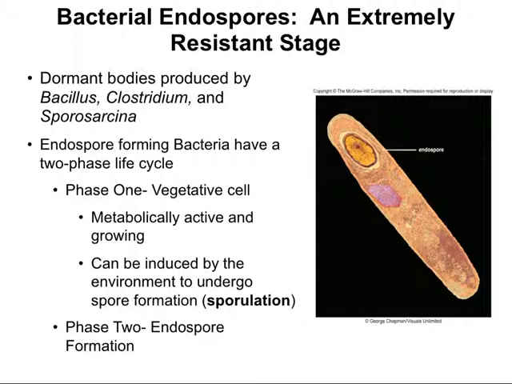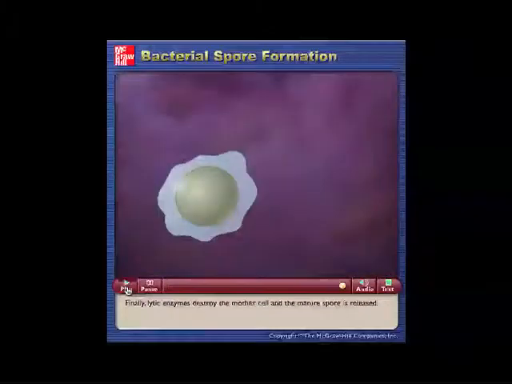The endospore-forming bacteria have two life cycle phases. Phase 1 is the vegetative cycle. That's where they're living a normal metabolic life. They're metabolically active and they're growing. However, when the environment becomes too harsh and major nutrients are missing, they can be induced to undergo sporulation and enter phase 2, or the endospore phase of life. Let's take a quick look at how that happens.